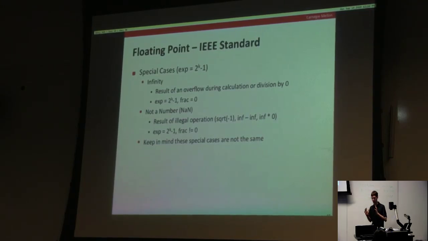Infinity is overflow, or unrepresentable because the value is too big. Not a number is something that, in math, there wouldn't be a number you could assign to this even if you had infinite precision. It's something indeterminate. Something's gone wrong. You've done an illegal operation of some sort, like trying to take the square root of negative 1, or something like infinity times 0, which is indeterminate.